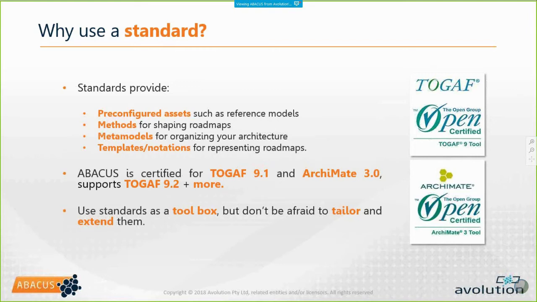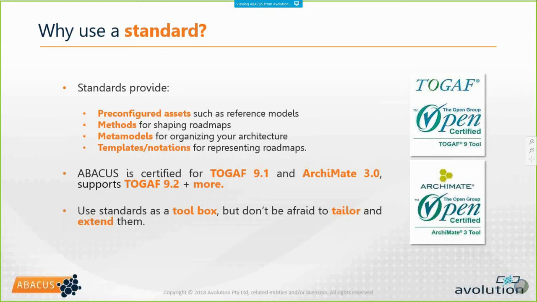So they provide things like reference models, pre-configured assets you can actually use to shape your architecture and shape your roadmaps. They give you methods, processes for actually putting those roadmaps together. They give you meta models, which will actually organize your architecture content into a form that it can be roadmapped. And of course, in the case of something like Archimate, it gives you templates and actual visual notations for how you should represent those roadmaps.